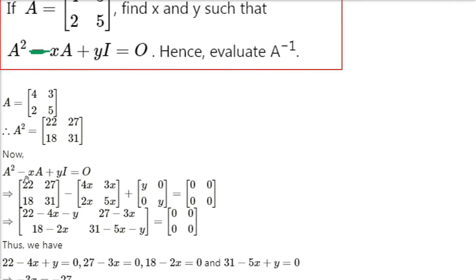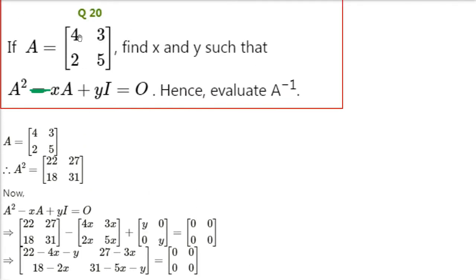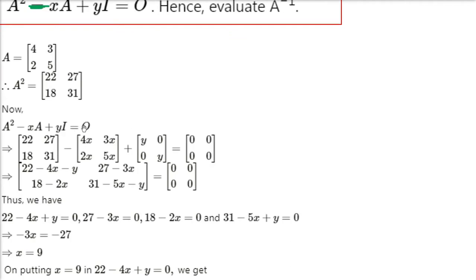A square minus x into a. So multiply this with x: 4x, 3x, 2x, 5x. Multiply this with I, means I with y. So wherever 1 will come, y will come. And then you equate it with 0. So 22 minus 4x plus y, 18 minus 2x plus 0, 27 minus 3x plus 0, 31 minus 5x plus y.